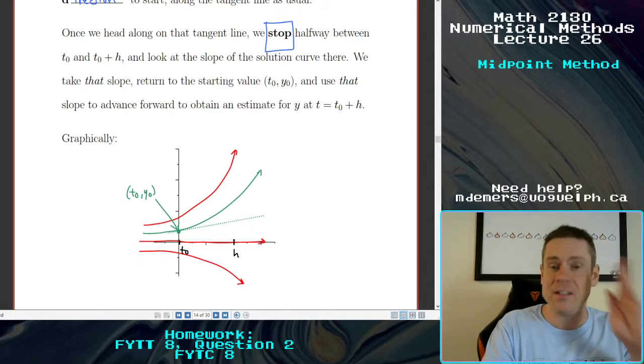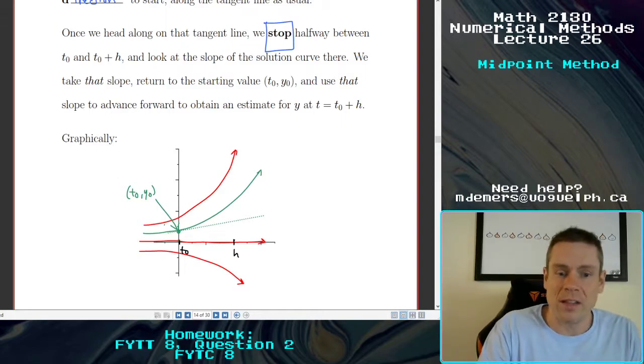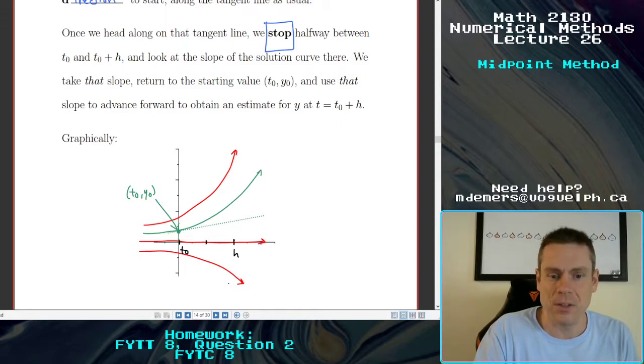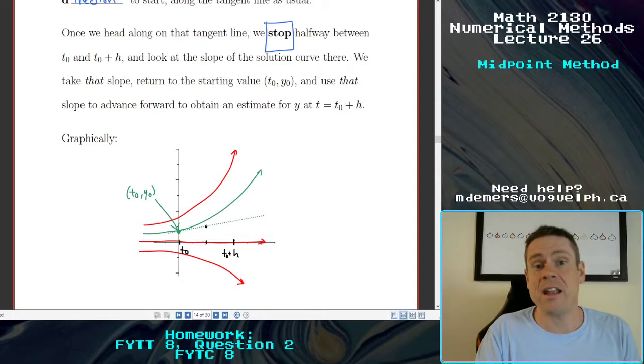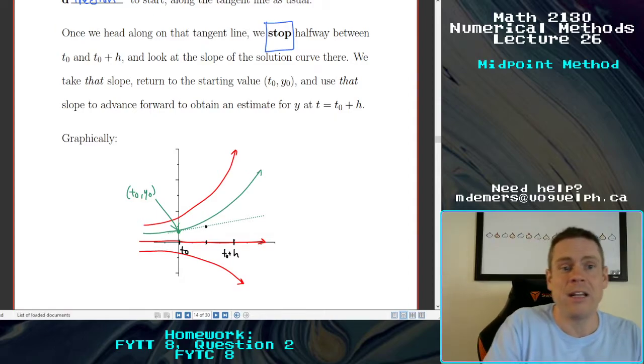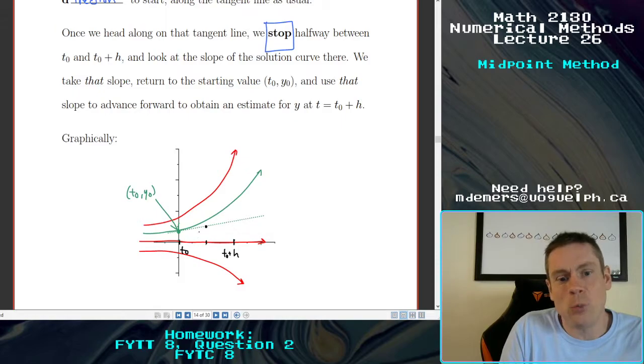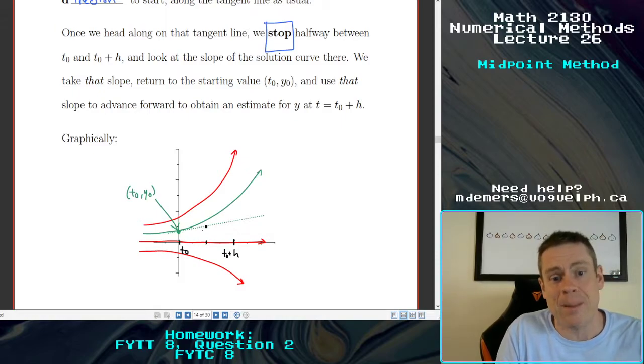What the midpoint method does is it walks half a step forward to this spot right here. Oh, sorry, this is t0 plus h, I guess. It walks halfway, looks at this point right here, and then that's not our next estimate. It looks at the slope to whatever solution goes through that point.